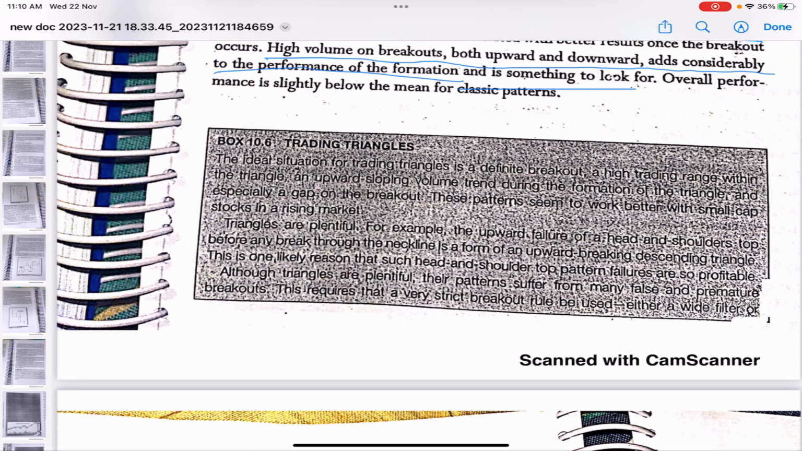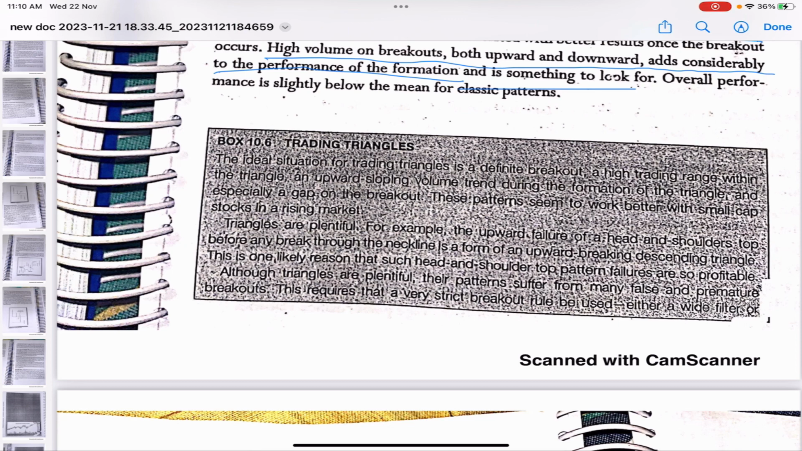Okay. Now we come to trading triangles. The ideal situation for trading triangles is a definite breakout, a high trading range within the triangle, and an upward sloping volume trend during the formation of the triangle, especially a gap on the breakout. These patterns seem to work better with small cap stocks in a rising market. Something to keep in mind.